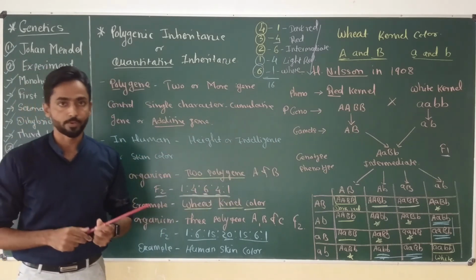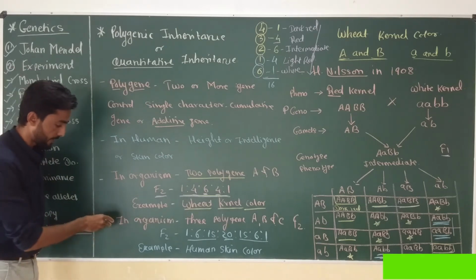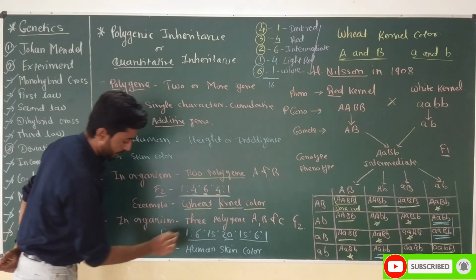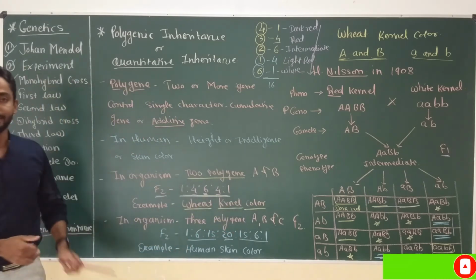In my next video, I am going to discuss the second example of polygenes, that is when the organism contains 3 polygenes, and the example is human skin color.